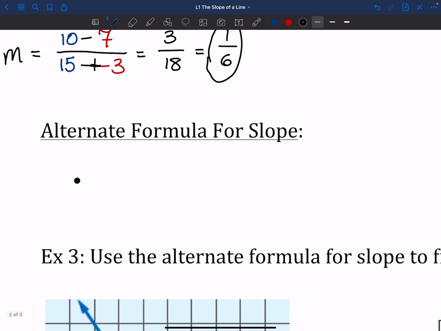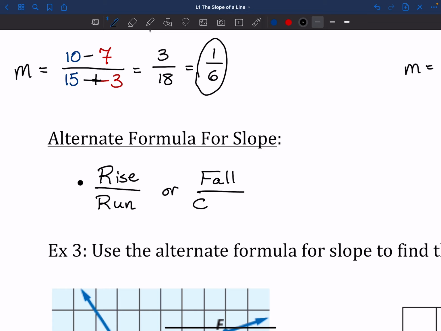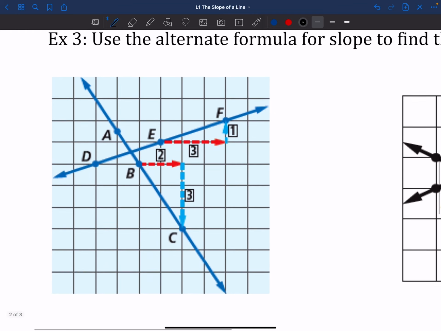But we have this alternate way to figure out slope that you've probably heard about in the past. So the alternate formula for slope is rise over run. Sometimes when we're dealing with a negative slope, I like to call it fall over crawl. But rise over run is the one you've probably heard before. It's where if we have the points on a graph, we can just kind of count it out and see where we're going. Okay, so let's give it a shot.